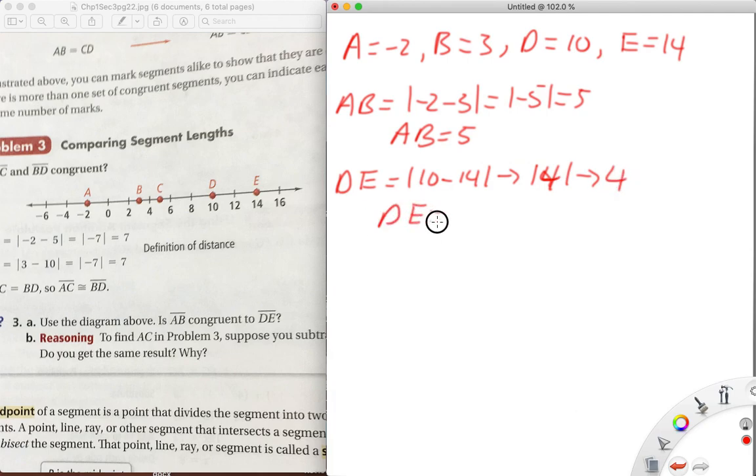So since these two segments are not equal to each other, I would say that AB is not congruent to DE. AB is not congruent to DE because the length of AB is 5 and the length of DE is 4.